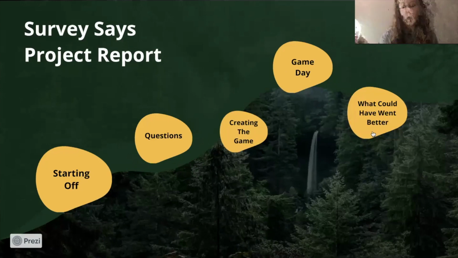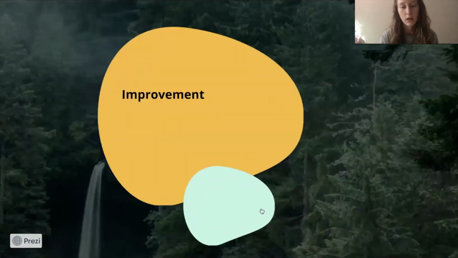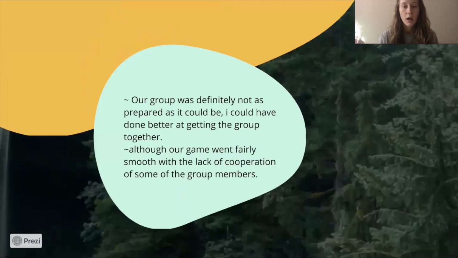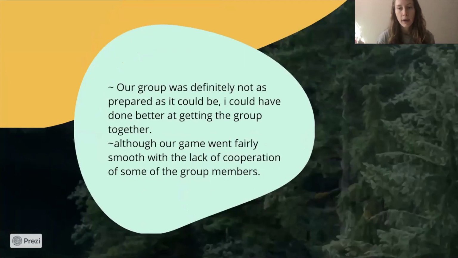So what we could have done better is a lot of things. Our group was definitely not prepared for the game as much as it could have been. We didn't get a lot of participation from a lot of our group members, and I could have done better at getting the group together earlier, but I just wasn't getting responses through team chat or even group text messages. Everyone just said they were busy, so I kind of just had to take it into my own hands to put a lot of this together and do the best that I can.